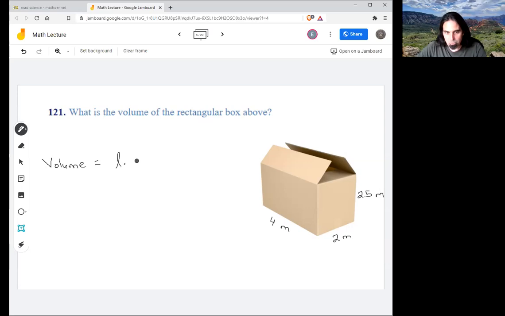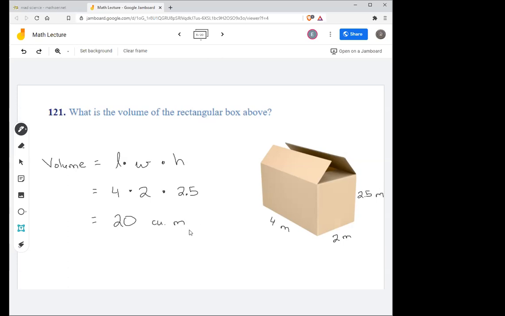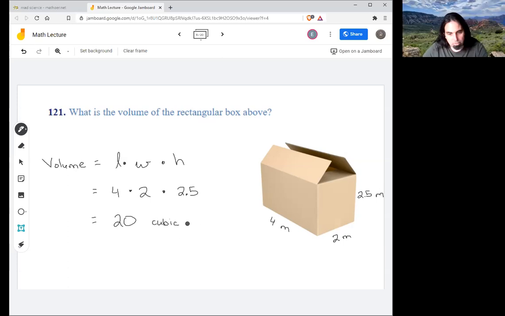They start with length times width, and then I multiply by one more thing. 20 meters. So the 4 and the 2, the length and the width, it doesn't matter which one you call length or width, and then the other one. So whatever that is, 4 times 2 times 2.5 is 20, which is what someone called out, right? So cubic meters. And I might just write it all out.